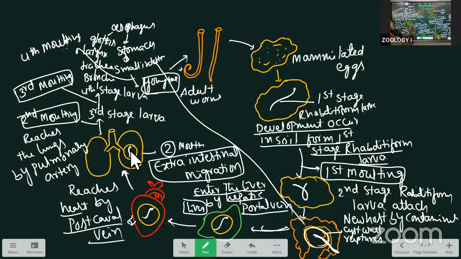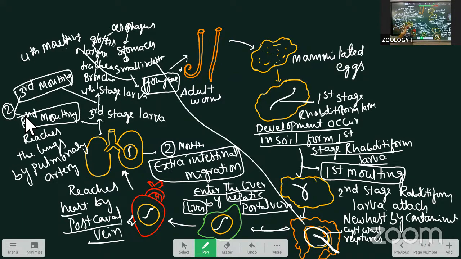Inside the alveoli, the next development occurs. From here to here, there is no development, they are just circulating. From the small intestine they come out and go to the liver, then the heart, then the lungs. They enter the alveoli of the lungs. Next development occurs: the next two molts. What are they? The second molt and the third molt.